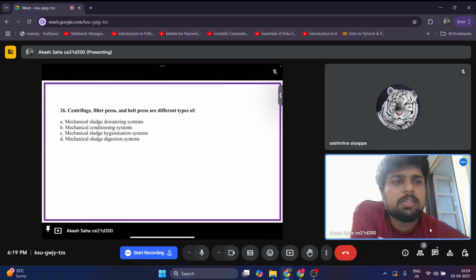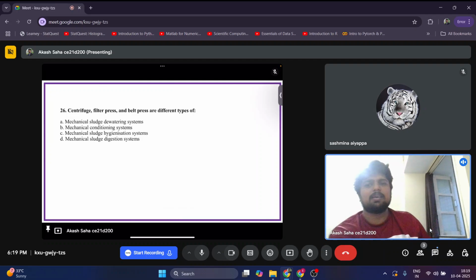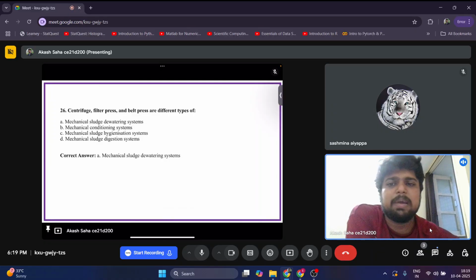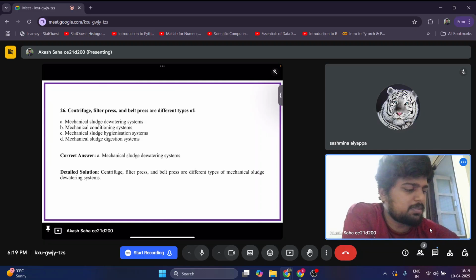Okay, so the names are centrifuge, filter press, or belt press. As the name suggests, these are a part of the sludge processing unit which will try to remove the water content, or dewater it, by pressing, like a belt press or filter press, or by moving it fast, like a centrifuge. So it will try to separate the water from the sludge. These are mainly sludge dewatering systems. They separate out the water from the sludge because water is the highest content in the sludge. That's why we want to dewater it.